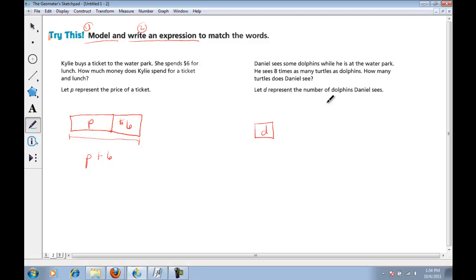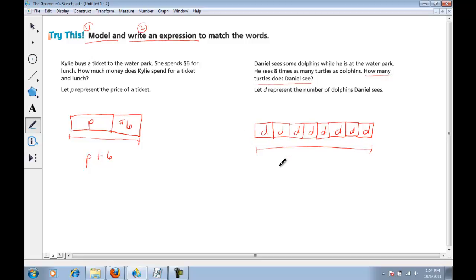The question's asking how many turtles does he see, and our clue is that he sees 8 times as many turtles as dolphins. So if we take this and we make 8 of these rectangles put together, that would represent 8 times as many turtles as dolphins. 1, 2, 3, 4, 5, 6. We need 2 more. So there's 8 times as many turtles as dolphins. So this whole amount here, this total value, would represent the number of turtles.